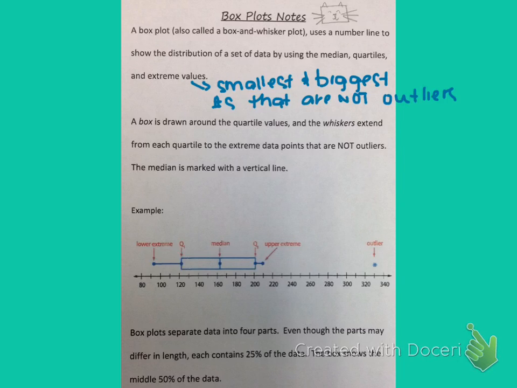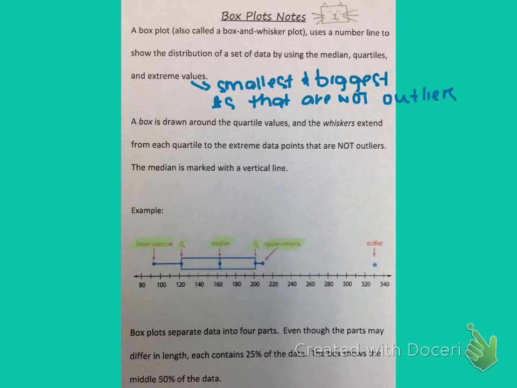So to put all of that into a visual for you, you can see a box and whisker plot here, or a box plot. You have the lower extreme down here. That's the smallest number that is not an outlier. Your upper extreme is right up here. That's the biggest number in your data set that is not an outlier. And then, of course, we have our first quartile, our third quartile, and our median.